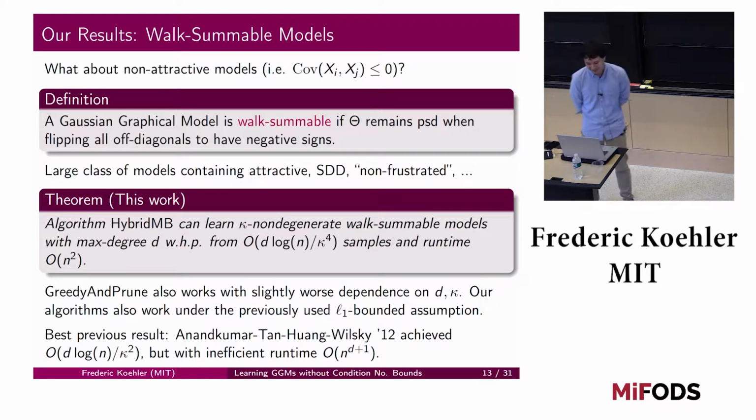Okay, good. So here you're doing support recovery, right? Yes. So what is the dependence on the minimum strength here? Kappa is basically the assumption for the minimum strength, and it's 1 over kappa to the 4.